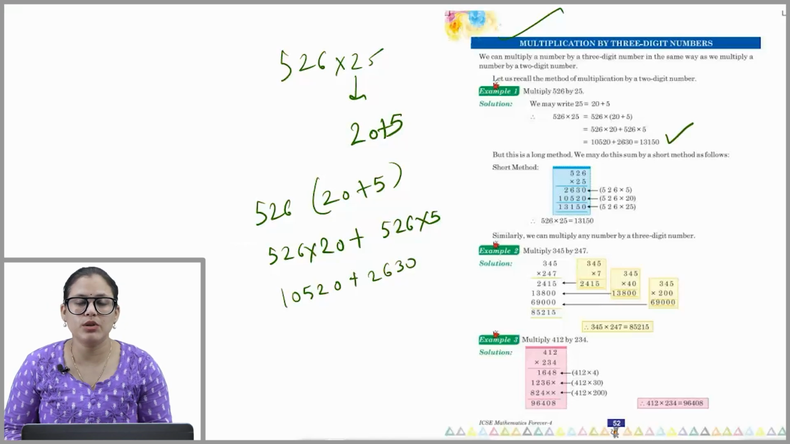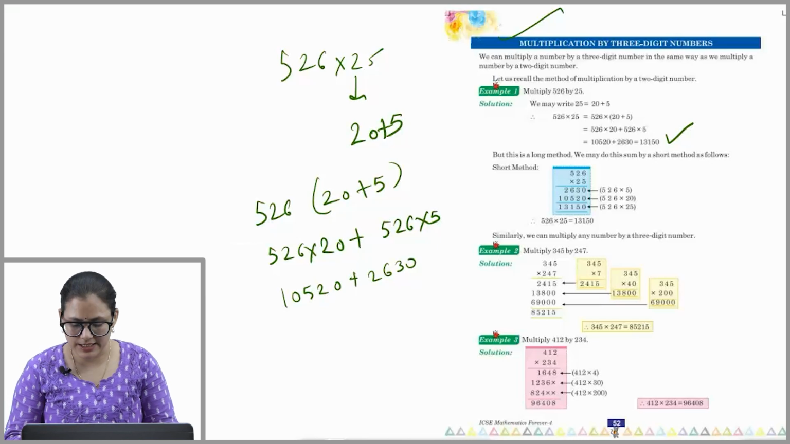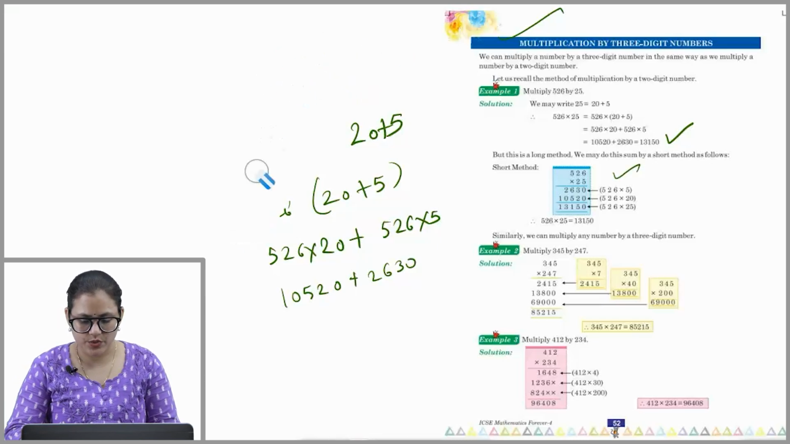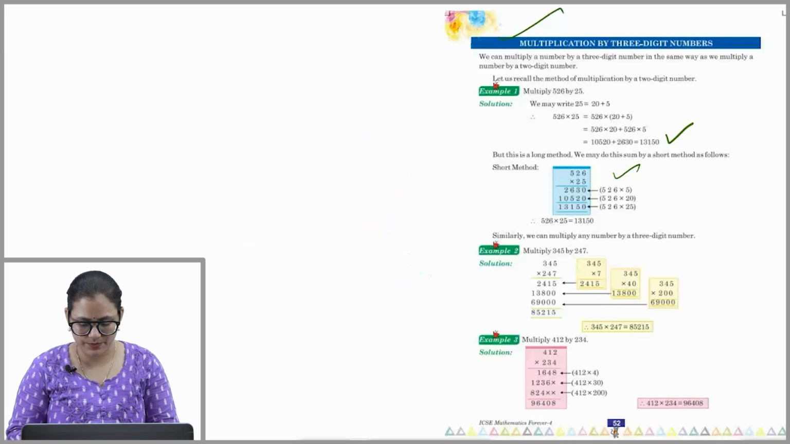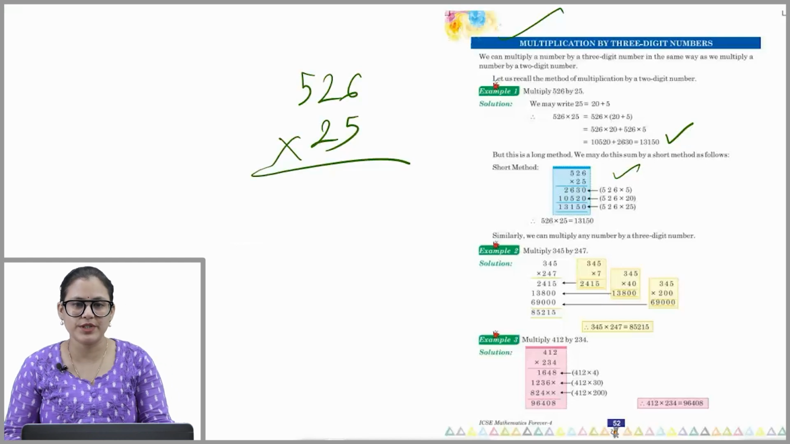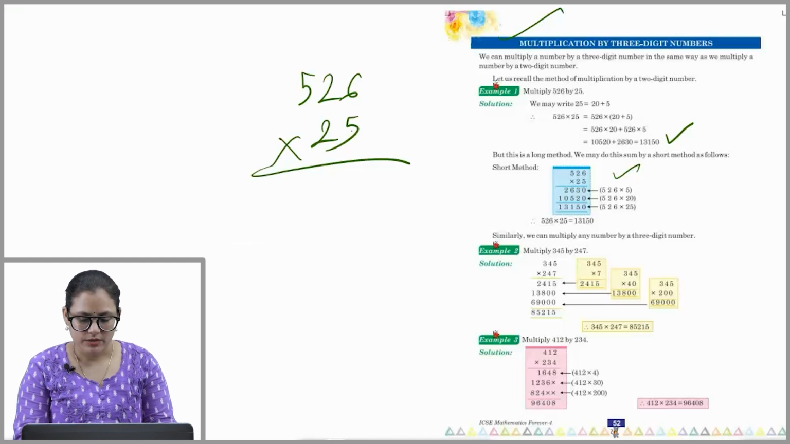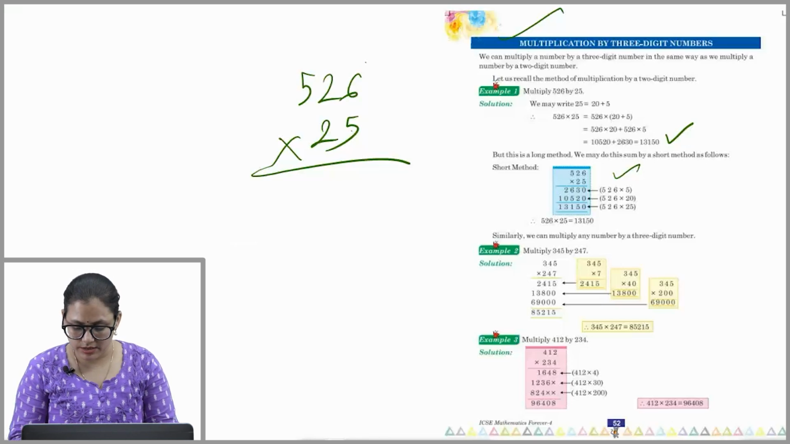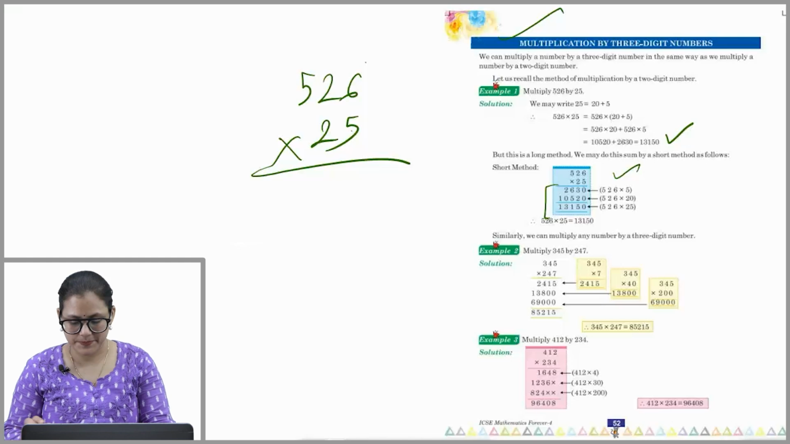But this is a long method. We may do this sum by a short method as follows. This is the short method, which we have learned in our previous class also. 526 multiplied by 25. So first we will multiply by 5. We multiply this number by 5, then we multiply this number by 20, and then we add the products.